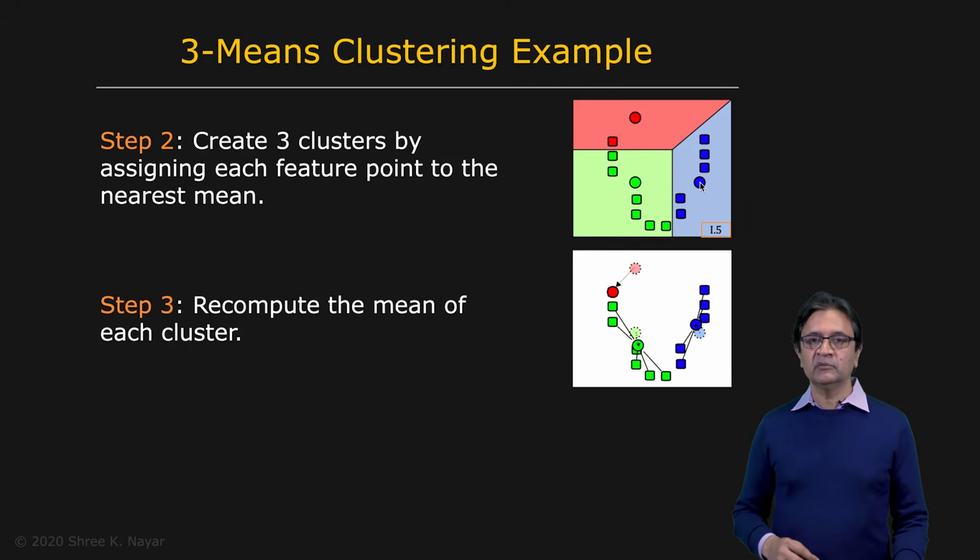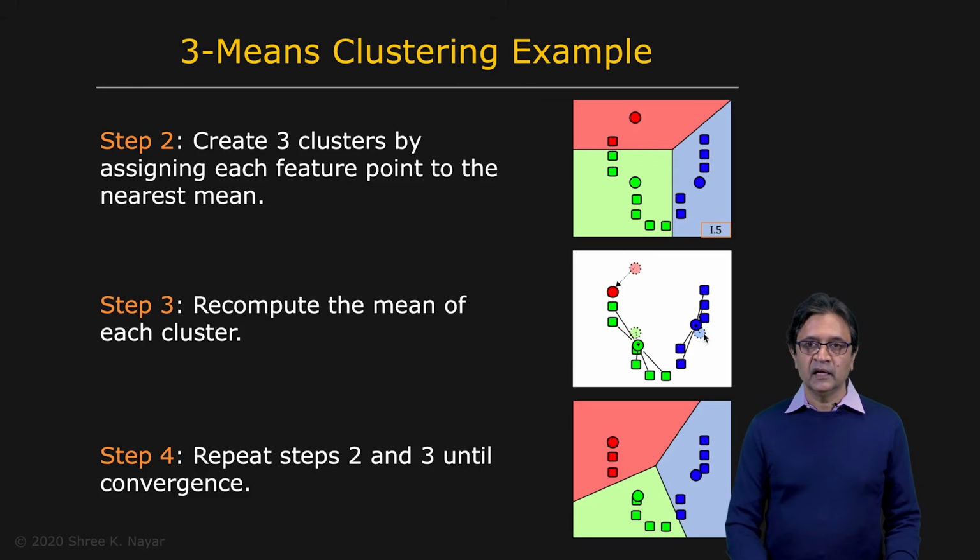So once we're done with that, we're going to recompute the mean of each cluster. And so the mean then goes from here to here, this one goes from here to here, and this one shifts from here to here. And now we're going to repeat steps 2 and 3 until we reach convergence.